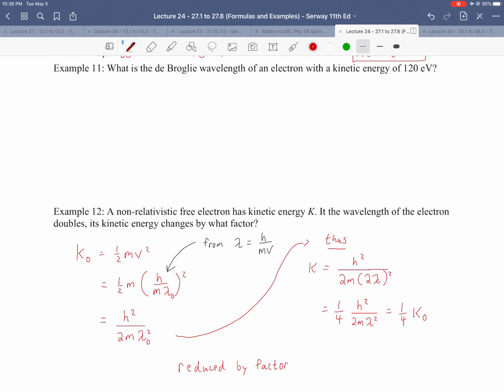There is a, what do we call that? An inverse square relationship between the two. Just like between the Coulomb force and distance. Oh, interesting stuff.